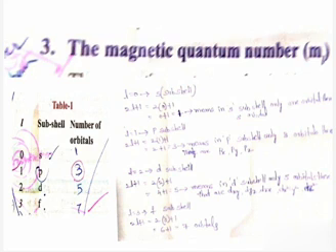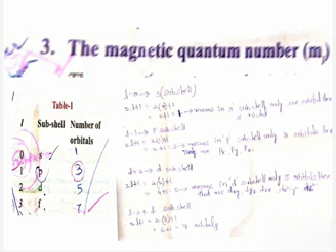Next, L equals 2 substitute. L equals 2 means what subshell name? D, that we discussed in the azimuthal quantum number. L equals 2 means the subshell name is D. So substitute in the 2L plus 1 formula. What will come? 2 into 2 plus 1. 2 twos are 4, 4 plus 1 means 5.